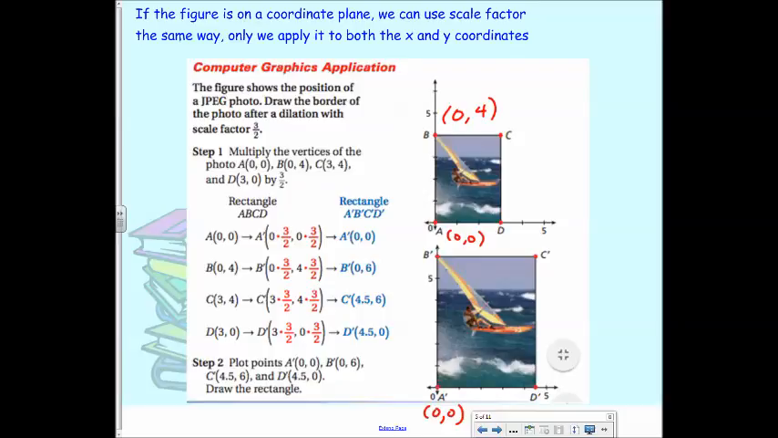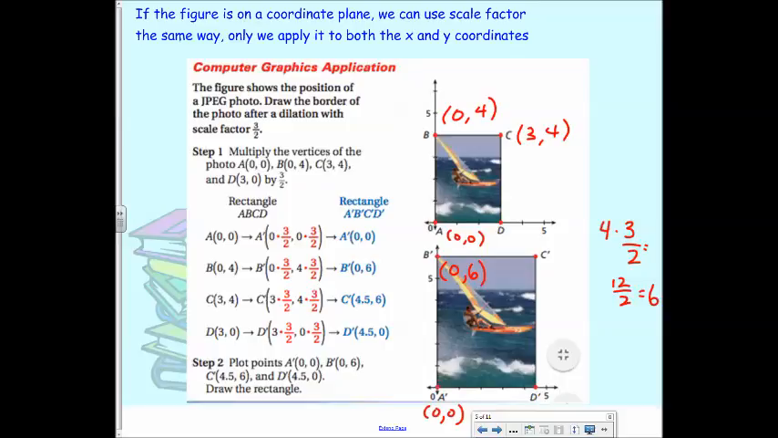So how would I find this coordinate right here? Multiply by 3 over 2. What's 0 times 3 over 2? So that's still going to be 0. And then I've got to do 4 times 3 over 2, which gives me what? 12 over 2, which is 6 over 1, or just 6. So this would be 0, 6. All right, and then C is what coordinate? 3, 4, because 1, 2, 3, and up 4.